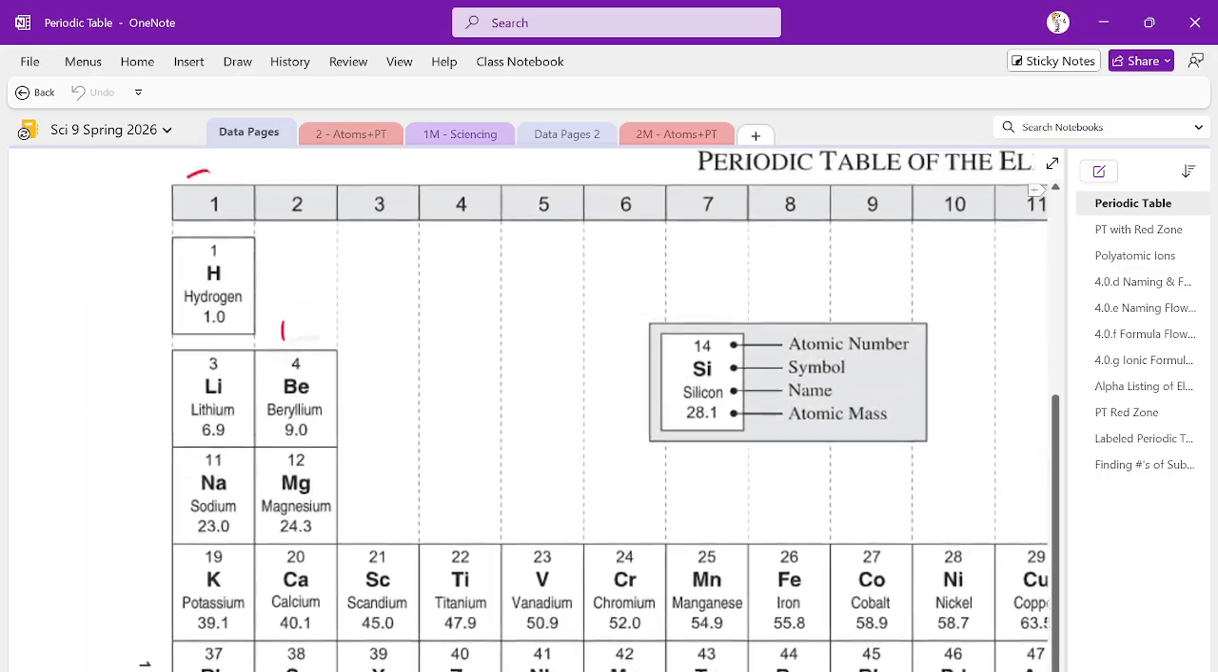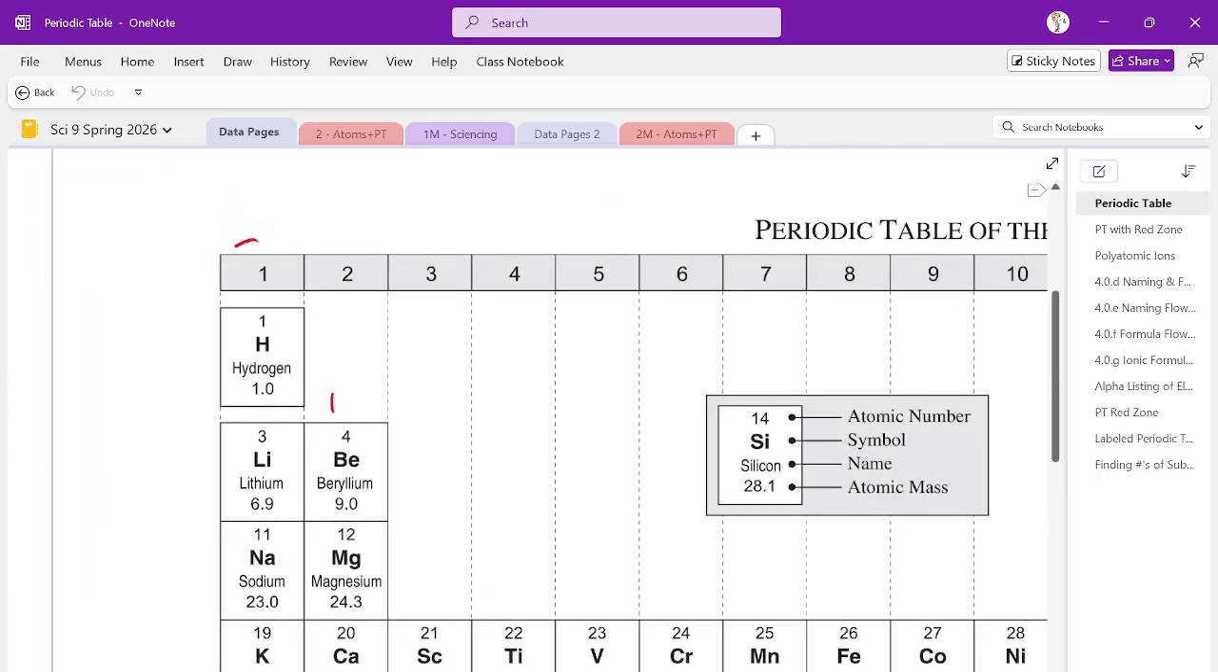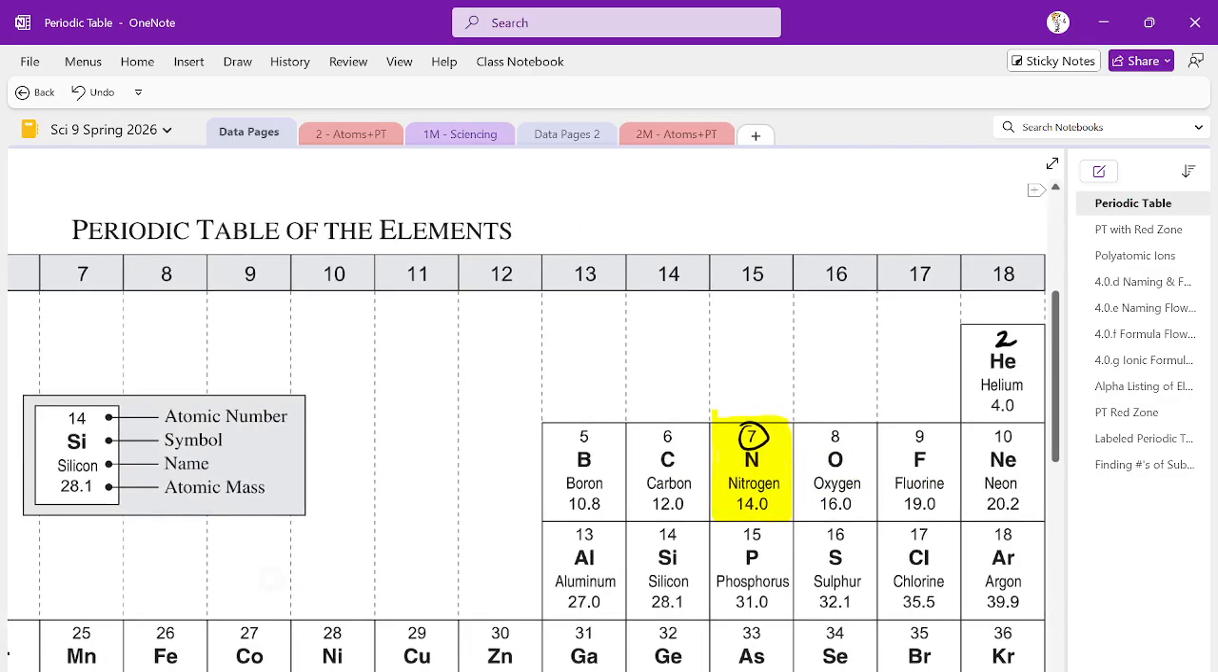So let's go to group 2. So groups go up and down. And the groups are numbered. So this is group 1. This is group 2. Okay, and if you wanted group 15, this over here would be group 15. Okay, so everything up and down in that column is group 15.